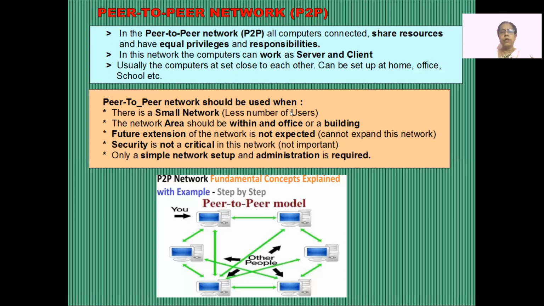Peer-to-peer, let's see how it is useful to us. When should you use a peer-to-peer network? When it is a small network, that is, when you have a small number of users and computers. And the network area should be within an office, within a building. It cannot be expanded like client-to-server, which everyone can use. And here, future extensions are not expected, because if you start extending the network, then you may have a problem.